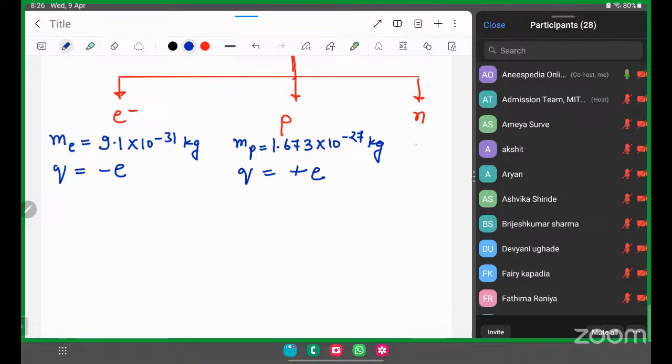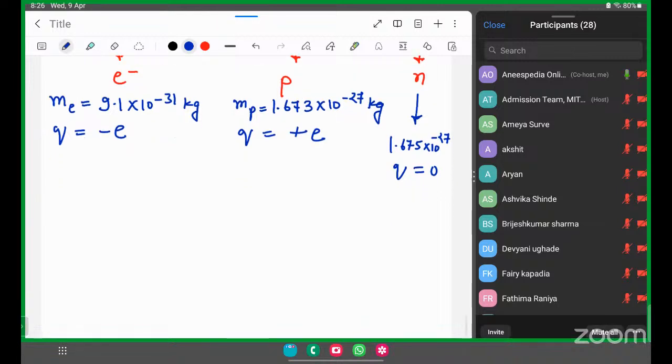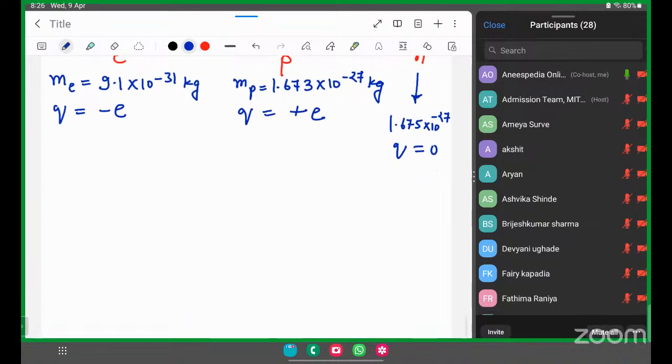Now, the mass of the neutron. What is the mass of neutron? Mass of neutron is 1.675 into 10 raised to power minus 27 kg, and charge on neutron is 0. So this is the basic information about the subatomic particles in an atom: electron, proton, and neutron.